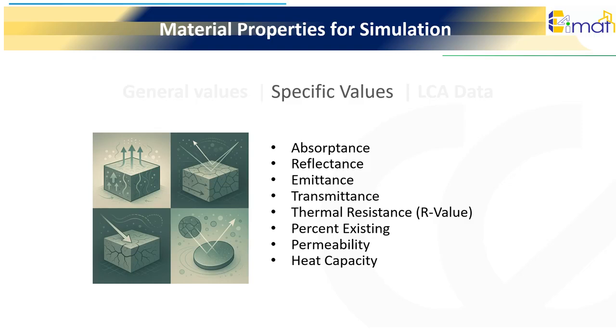Specific values refine the general data for a particular material or product. These include absorptance, reflectance, emittance, and transmittance, which describe how the material interacts with radiation. Thermal resistance, or R value, measures the ability to resist heat flow. Percent existing is used in renovation projects to indicate how much of a component is preserved. Permeability shows how easily fluids pass through the material, while heat capacity indicates the amount of heat the material can store. These parameters help make the simulation precise and tailored to the actual building components.